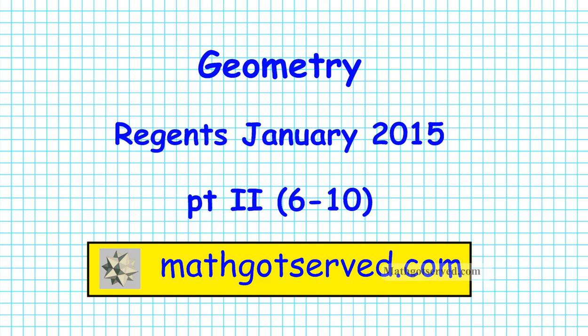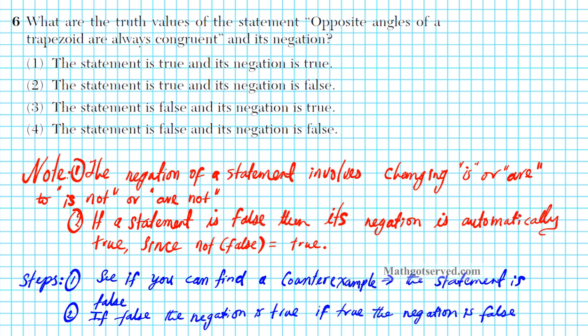In this clip, we're going to go over problems 6 to 10 of the Geometry Regents exam for January 2015. All right, let's take a look at problem number 6. It reads, what are the truth values of the statement opposite angles of a trapezoid are always congruent and its negation?